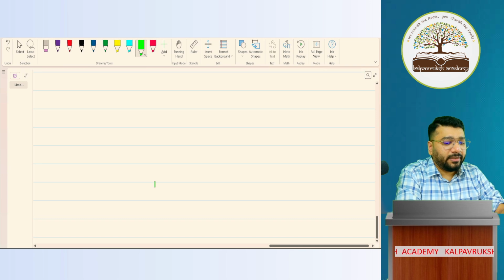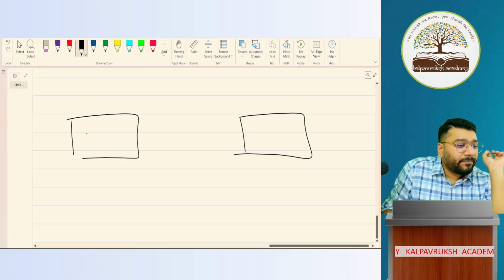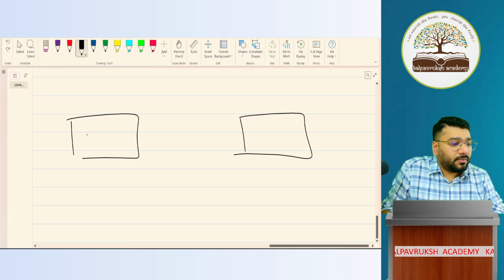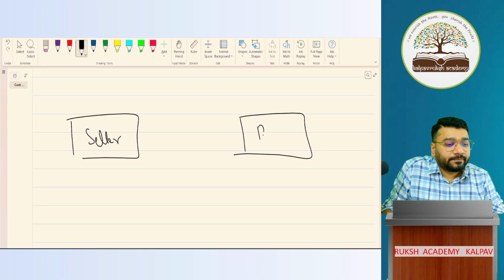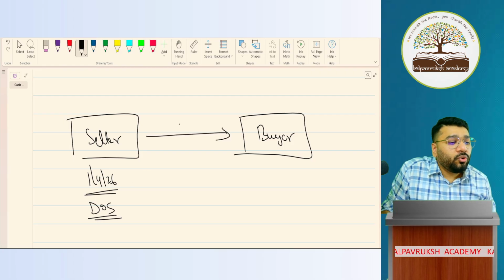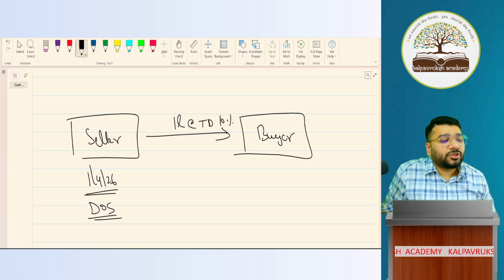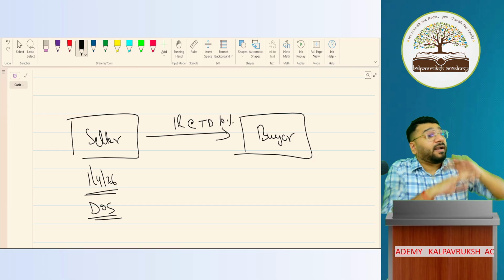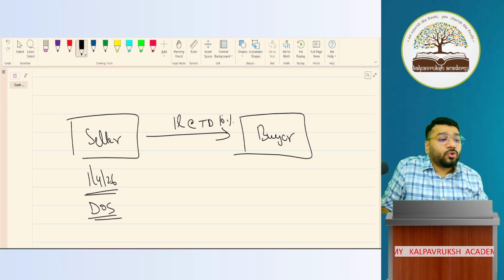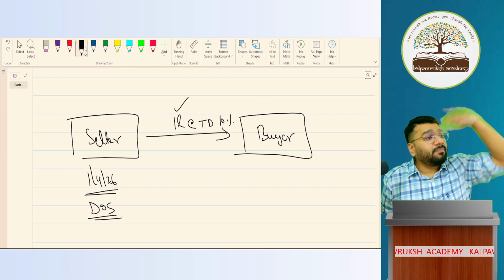I'll do it very quickly, it's going time. Seller, buyer. 1 April 26 is the date of sale. Seller has sold goods worth 1 lakh rupees at a trade discount of 10%. Means the buyer has purchased 1 lakh worth of goods in bulk. So 1 lakh is called the catalog price or list price. Since the transaction is in bulk, 10% discount has been given.